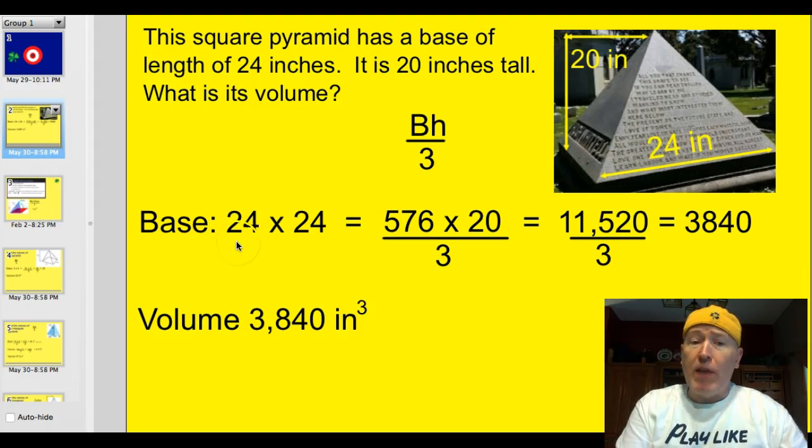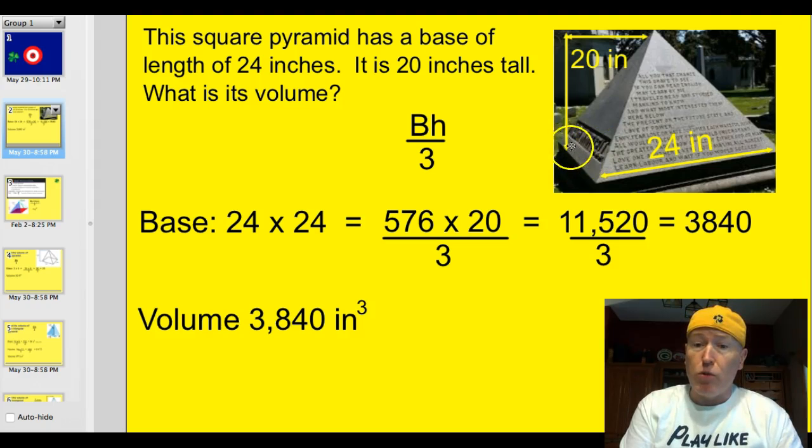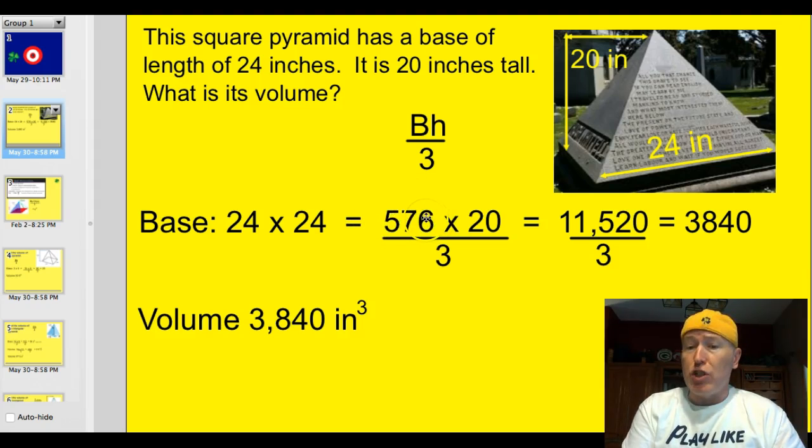So basically what we have is this base, it's a square pyramid, so if it's 24 inches this way, it's also 24 inches this way. So you take 24 inches times 24 inches and you got 576. Now this would be inches squared at this point. You multiply that by the height, you got 11,520. You divide that by 3 and you have 3,840 inches cubed. That simple. It's going to be an easy target.